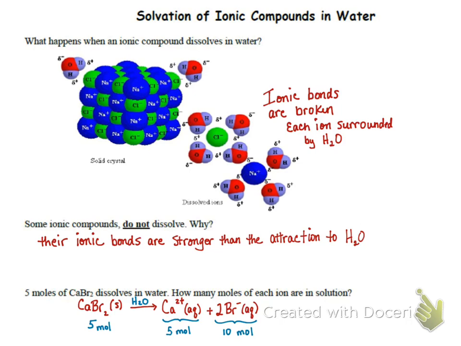So when we look at the ratio, if we had 5 moles to start with of calcium bromide, and everything went into water, we'd have 5 moles of calcium ion. So we could use Avogadro's number to calculate the number of calcium ions if we wanted to. And then because the ratio is 2 to 1, we'd have 10 moles of bromide ions in solution, because there's 2 bromide ions for every 1 calcium bromide formula unit.